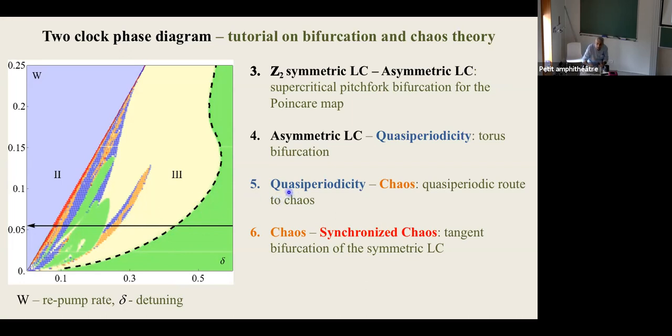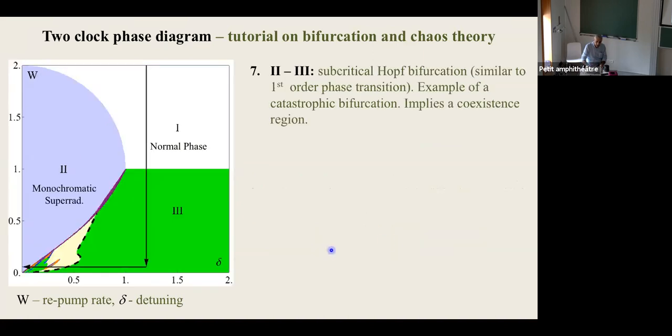increases further. The transition from quasi-periodicity to chaos, this is the quasi-periodic route to chaos. So the usual route to chaos is period doubling, but this is different. This is the quasi-periodic route to chaos. And now chaos to synchronized chaos is, as we discussed, a tangent bifurcation of the symmetric limit cycle. And now one last surprise, going from 2 to 3 is a subcritical Hopf bifurcation, similar to a first order phase transition.